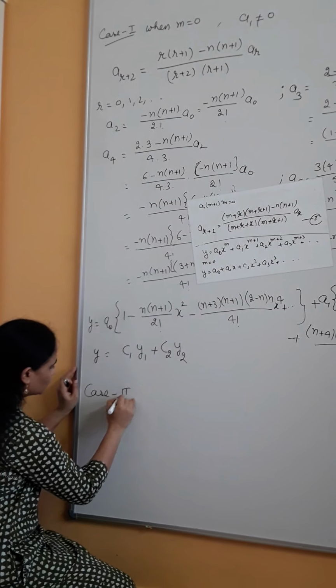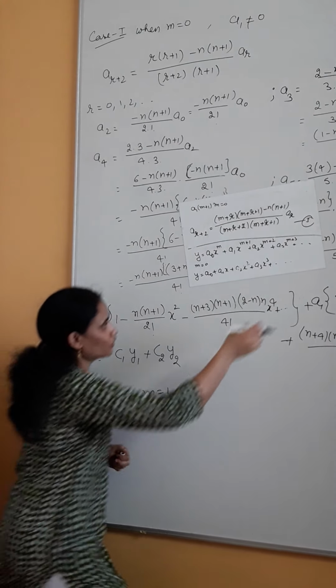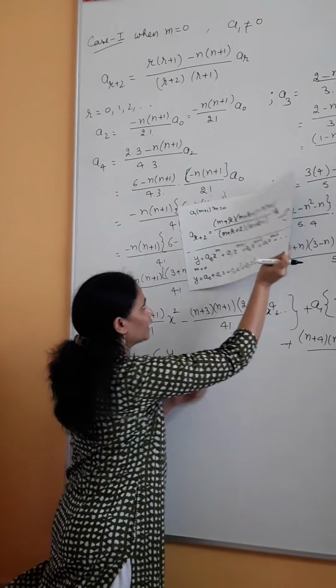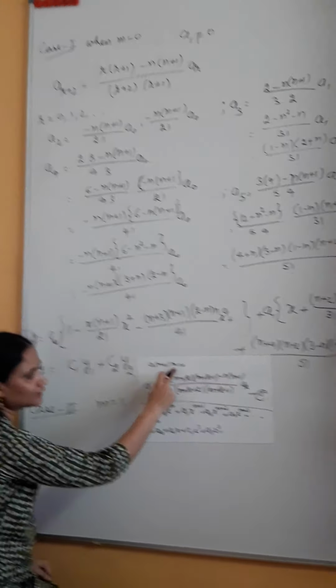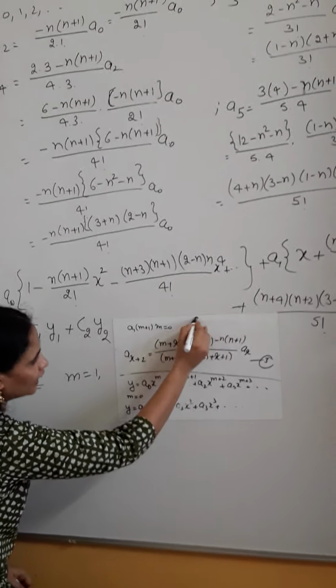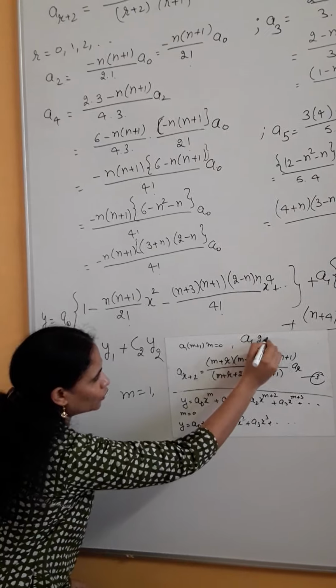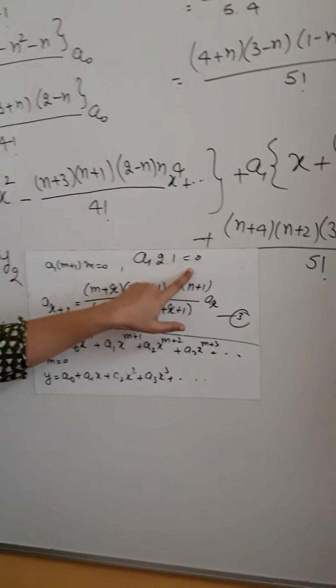Case 2, what was the case 2? When m is equal to 1. Now you see what was the equation for a1. When m equal to 1, the equation for a1 was a1 into m plus 1 into m. So from this equation we get a1 into 2 into 1 equal to 0. Then obviously these are constant terms, these cannot be 0. So a1 must be 0.